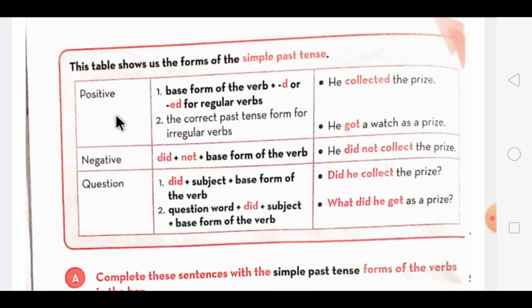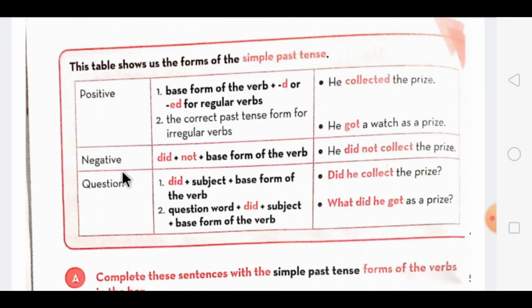So when we are forming a positive sentence in the past tense, the formation of the sentence will be like this. First, the base form of the verb will come, plus D, means we have to use the V2 form of the word in that simple past tense. And the second one, the correct past tense form of irregular words. Some words are irregular, that change the word from present to past, that is go changes to went, get changes to got.